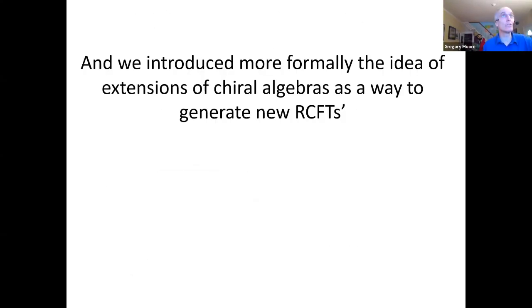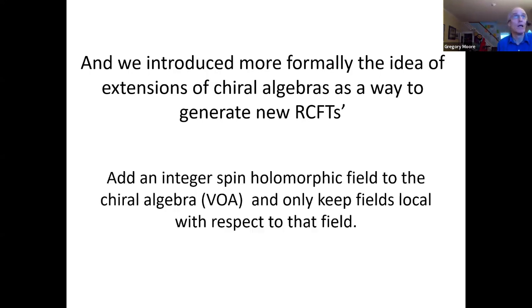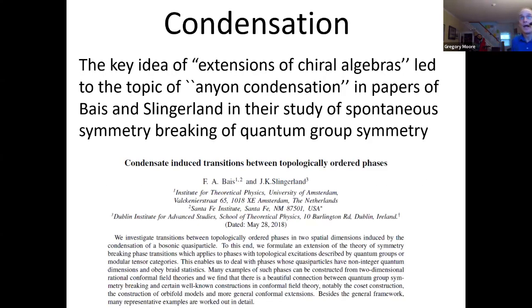We also introduced more formally this idea of extension of chiral algebras as a way to generate new rational conformal field theories from old ones. So the idea is you add an integer spin holomorphic field to the chiral algebra and only keep fields local with respect to that field. That idea led to this notion of condensation, or anyon condensation, which was started by Bais and Slingerland in their study of the spontaneous symmetry breaking of quantum group symmetry.